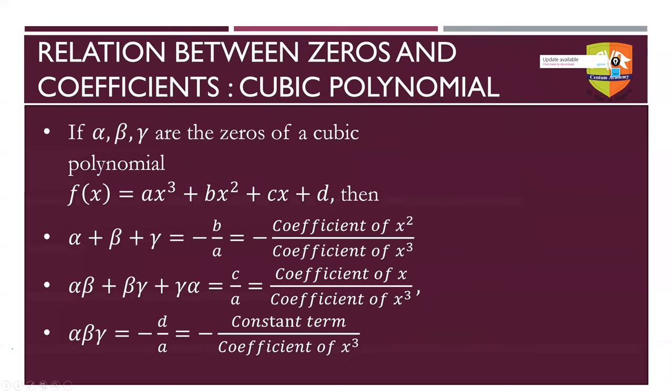Similarly for cubic, there are three things here. Alpha plus beta plus gamma is minus b by a, which is the coefficient of x² divided by the coefficient of x³, with a negative sign. Then again, positive c by a, but this time it is the sum of the roots taken two at a time: alpha beta plus beta gamma plus gamma alpha, the coefficient of x divided by the coefficient of x³. And the product alpha beta gamma is minus d by a, the constant term divided by the coefficient of x³. Is that okay? So this is the theory part of it.